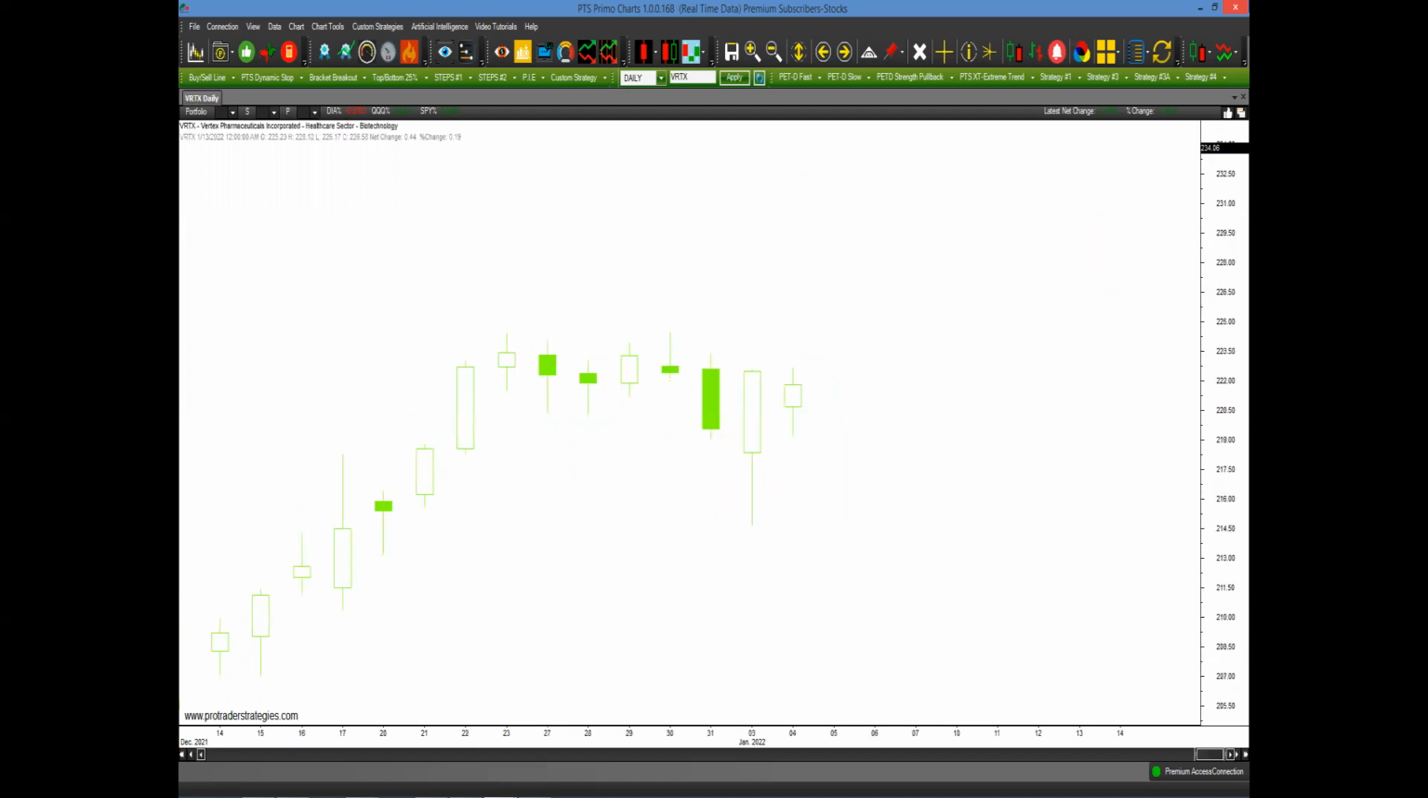Here's another example in VRTX, all right? All the bars are green. Obviously, when we're going up, it's green, but look what happened here. We seem to be going sideways to lower. Once again, this is just simply a pullback.